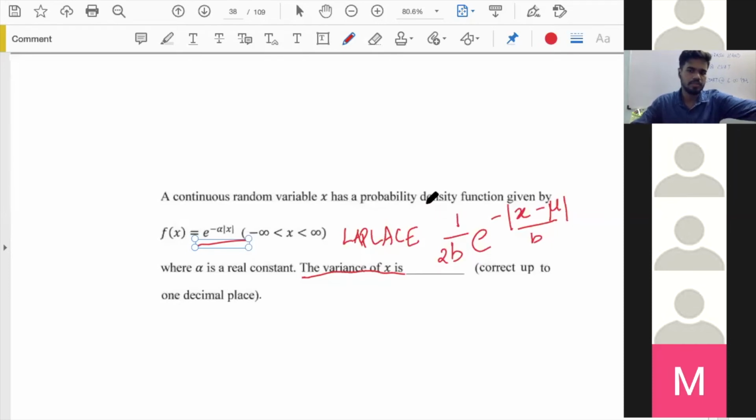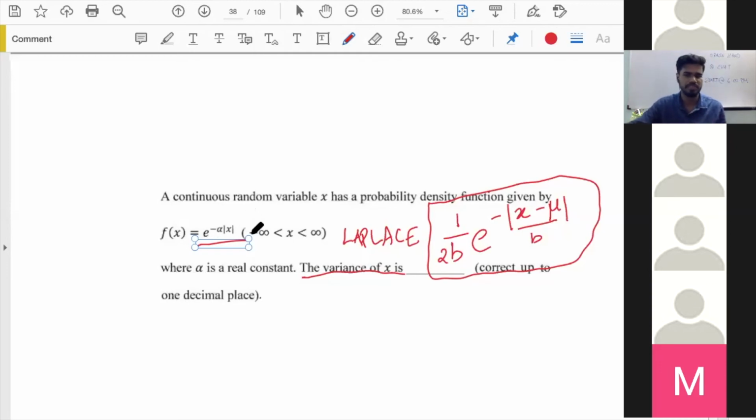That is the thing. So is this term correct? Can anyone verify if this is correct? This is a Laplace distribution. Okay, so what I wrote there is correct. So now compare alpha and b. I think alpha would be like 1 over 2, I suppose. Is that correct? Yes, sir. Okay, so alpha will be 1 over 2.